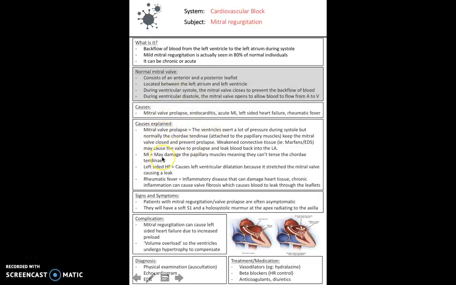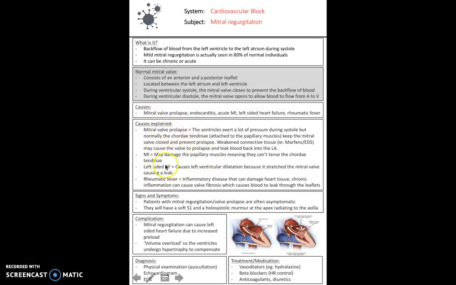The most common cause is mitral valve prolapse, and essentially this is as a result of the ventricles exerting a lot of pressure during systole. Normally the chordae tendineae keep that mitral valve closed and prevent prolapse. However, if you've got a condition that may weaken your connective tissue, such as Marfan's or Ehlers-Danlos syndrome, this can cause the valve to prolapse and of course leak blood back into the left atrium.